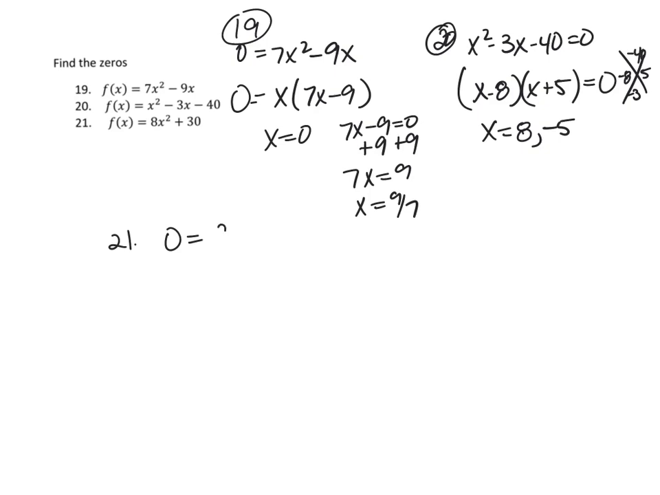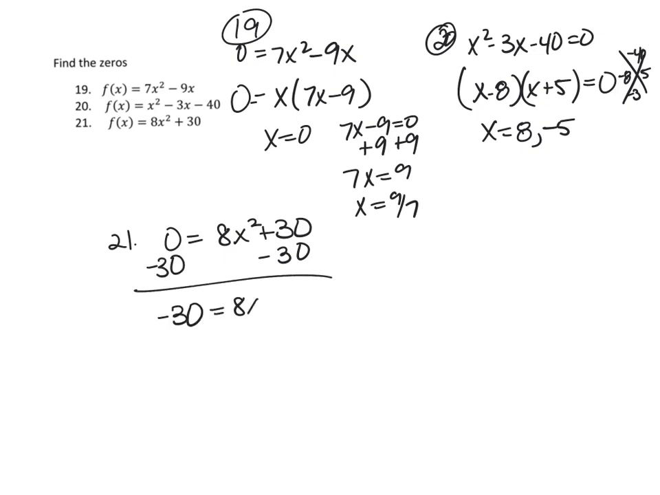And for number 21, 0 equals 8x squared plus 30. We're going to solve using algebra because we're missing the bx term. So negative 30 equals 8x squared. Divide by 8. Let's simplify that to negative 15/4 equals x squared. And we'll square root both sides.